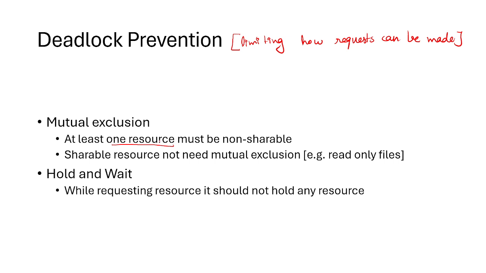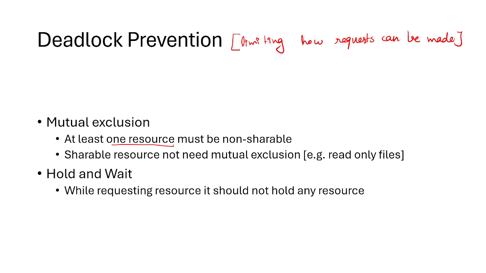The second point is that all shareable resources do not need to be mutually exclusive. For example, read-only files. If the resources are shareable, you should not make them mutually exclusive. Otherwise, at least one resource in the system would not be shareable with all the threads.